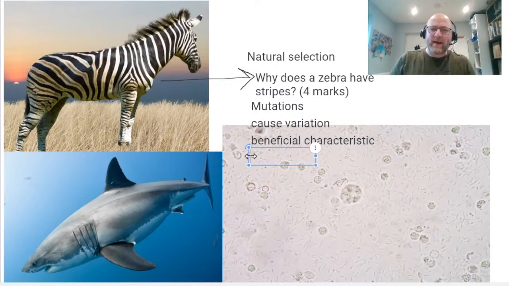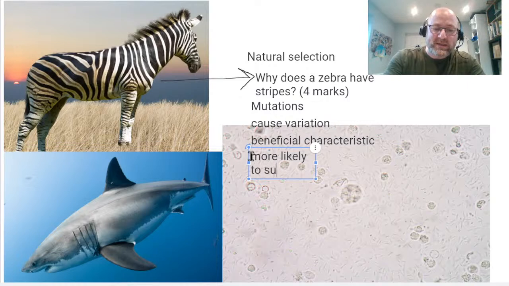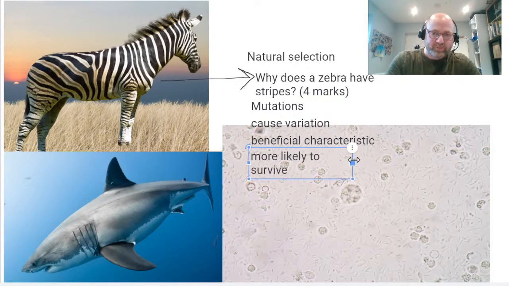We don't need to say that. We just need to stick to the bullet points. Mutation, variation, beneficial characteristic, more likely to survive. You are allowed to say survival of the fittest here, if you prefer. So more likely to survive.